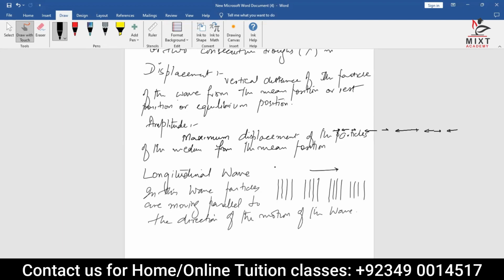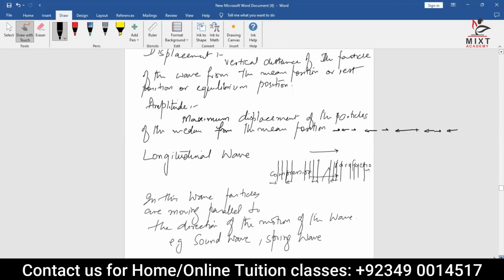Now, another very big difference between this wave and the top wave is the example. The example for that wave is our sound wave or spring waves. Now, the next point is, previously in the transverse wave, we had crest and trough. Here, we got two regions, one in which particles of the medium are very close and one in which particles of the medium are far away. The region where particles of the medium are very close to each other, we call compression. And a region in which particles of the medium are far away from each other, we call rarefaction.